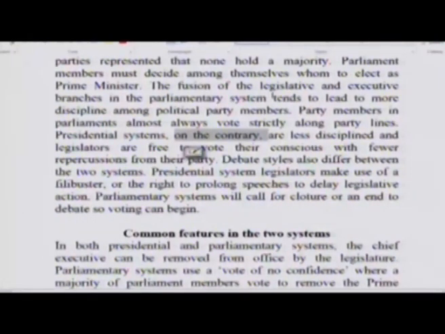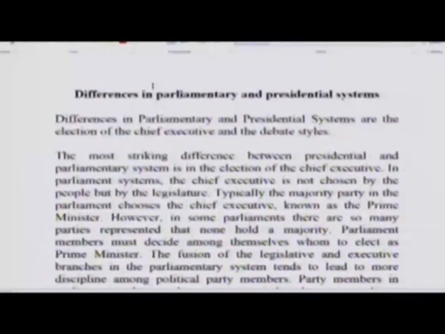In parliamentary democracy, party members are disciplined, but in the presidential system, they are less disciplined. So, all these things are about the first point. If you recall in the beginning, it was about this one.